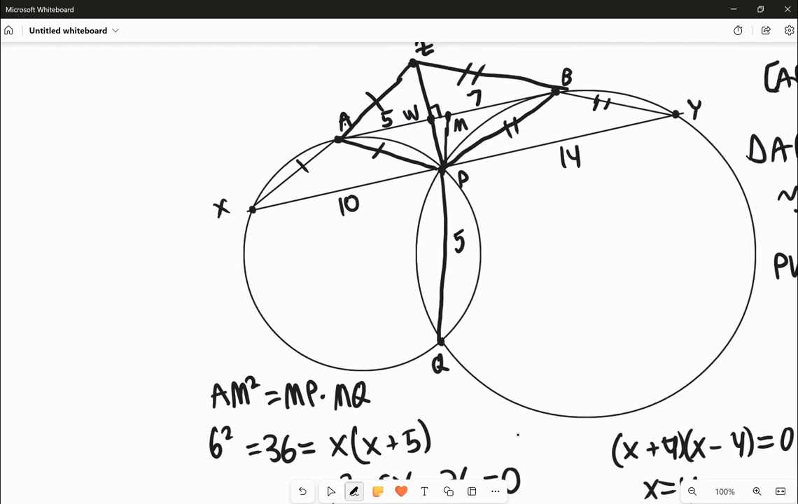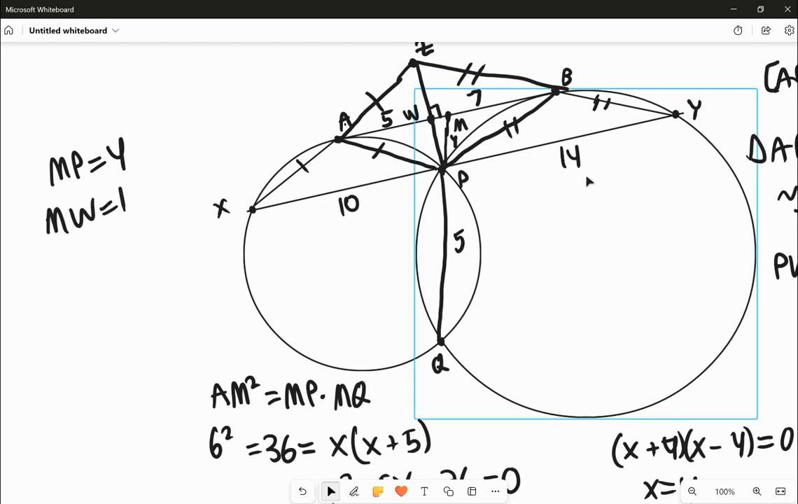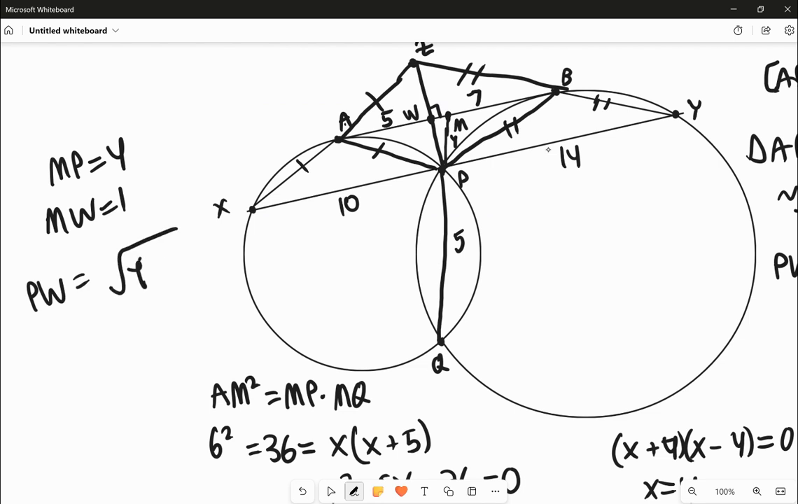So therefore, MP equals 4, and MW equals 1. So we can use the Pythagorean theorem to find PW. PW is equal to the square root of 4 squared minus 1 squared, which is square root 15.